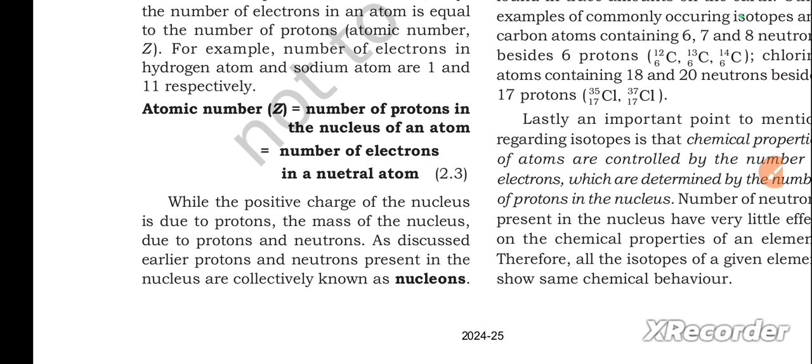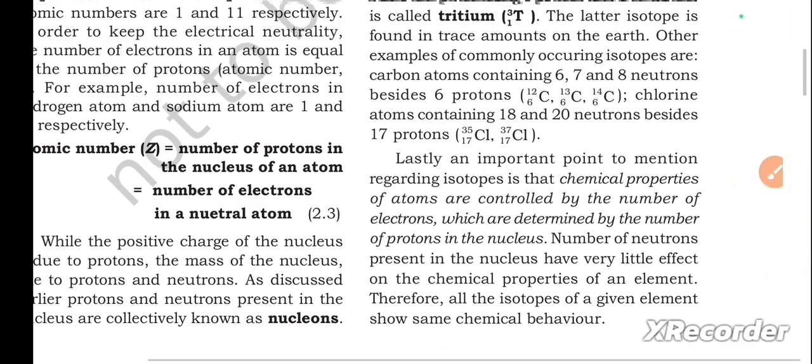While the positive charge of the nucleus is due to protons, the mass of the nucleus is due to protons and neutrons. As discussed earlier, protons and neutrons present in the nucleus are collectively known as nucleons.